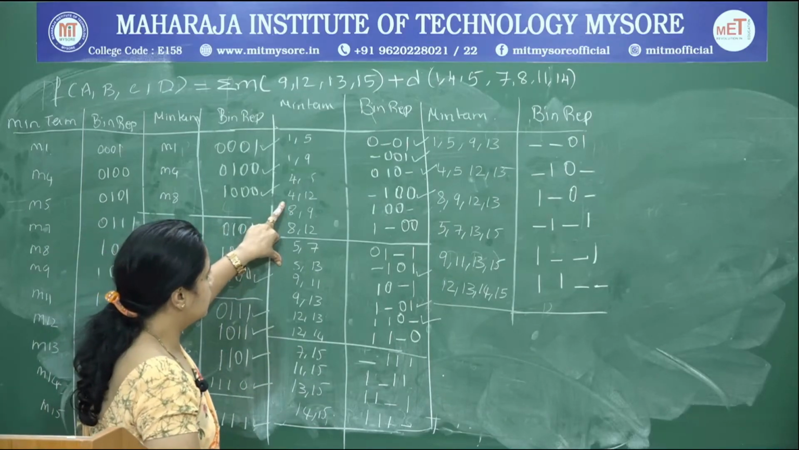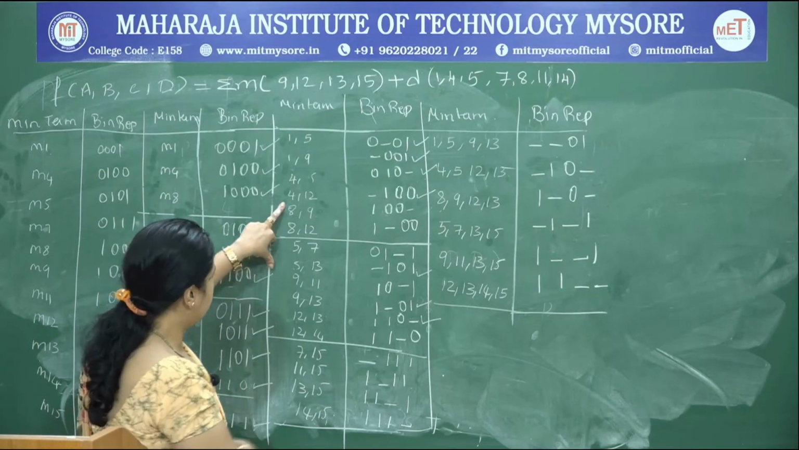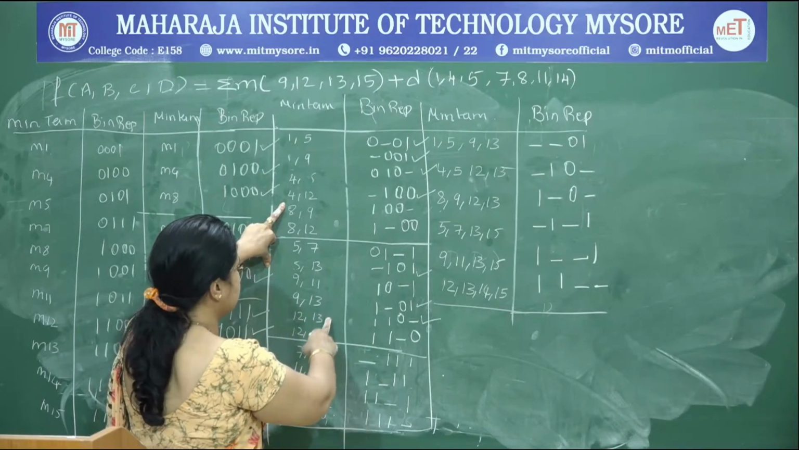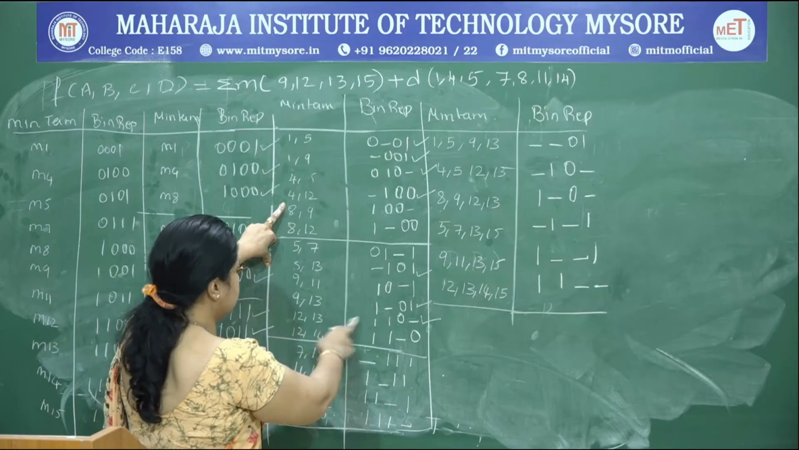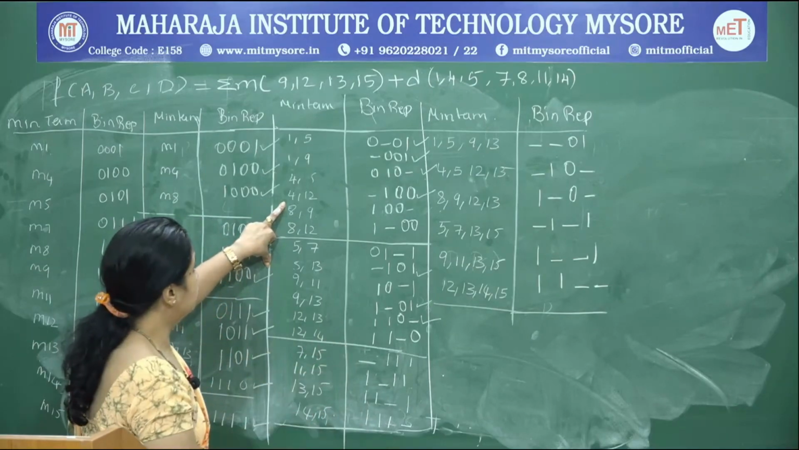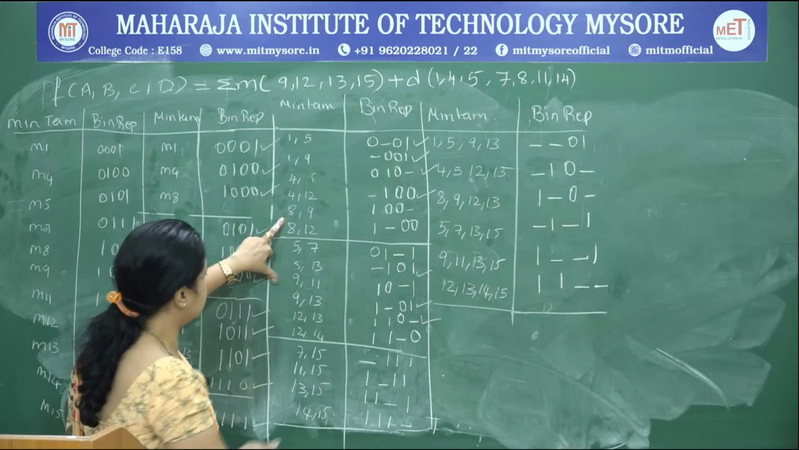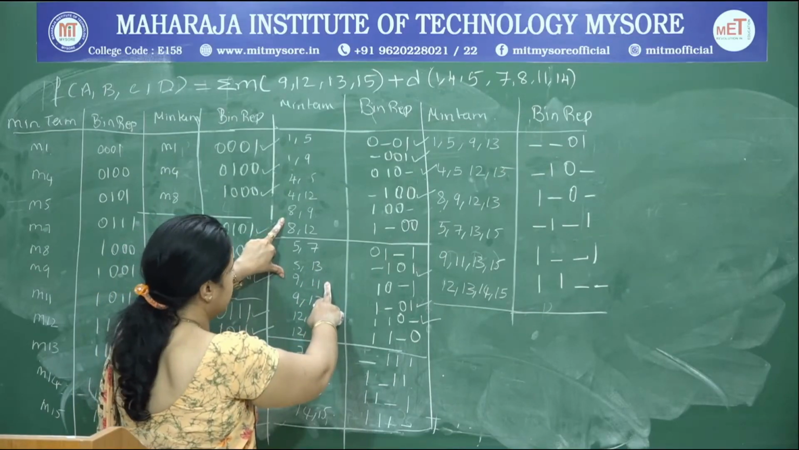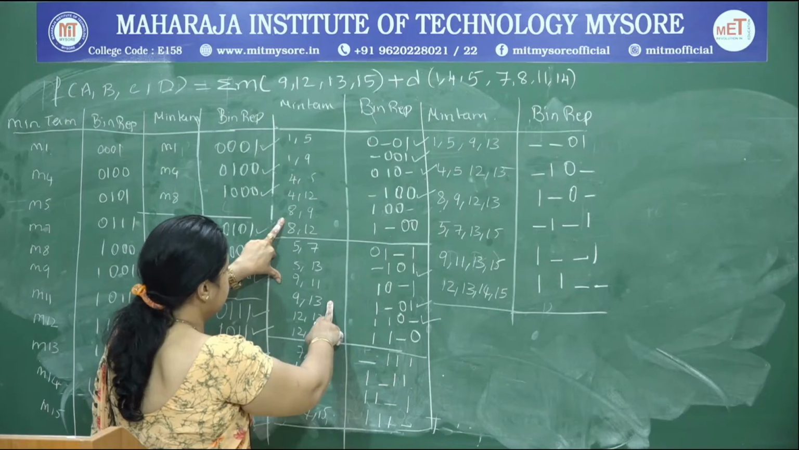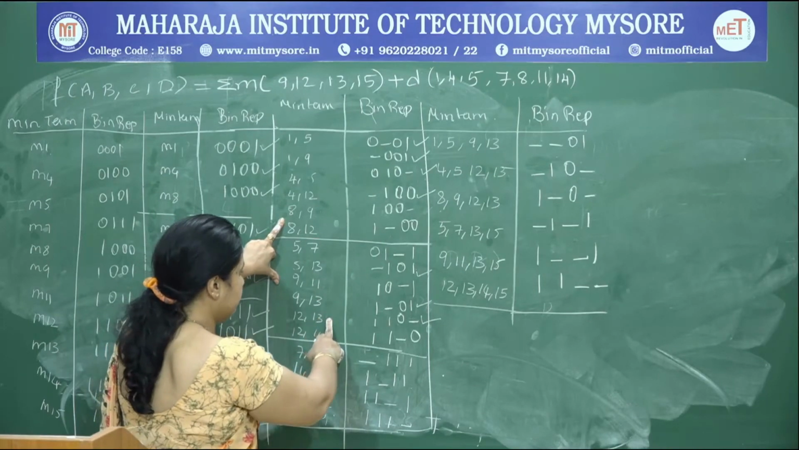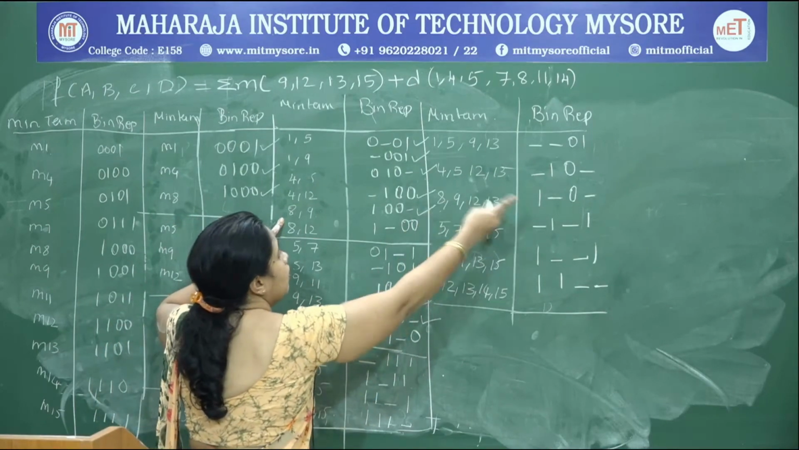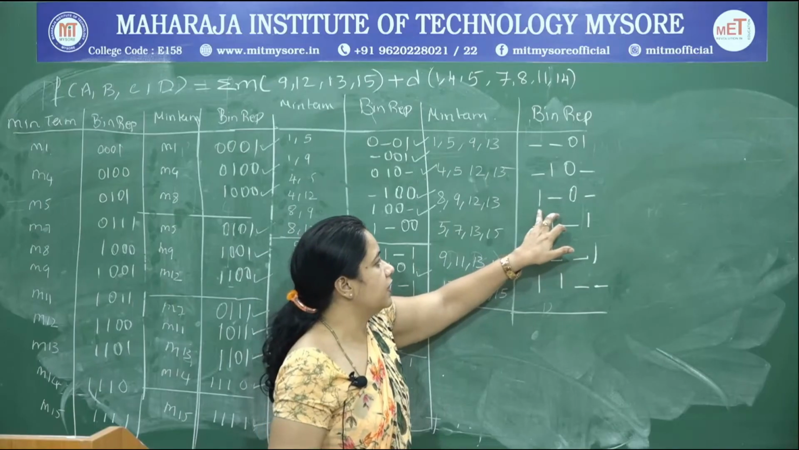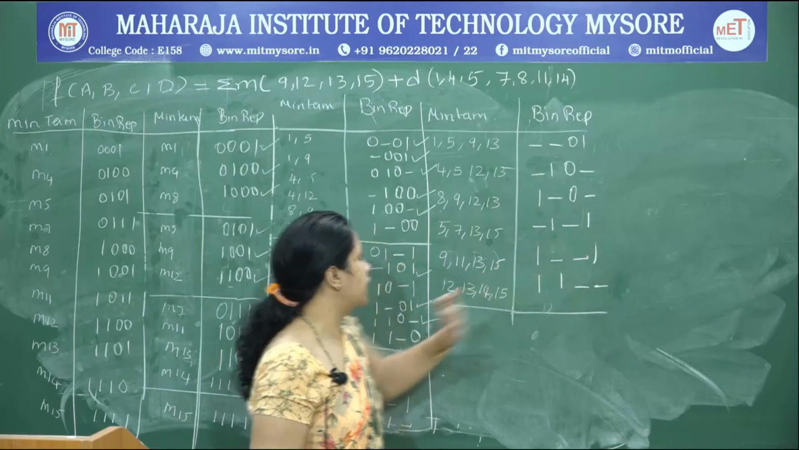Next we have 4 12 with 9 11, no. 4 12 with 9 13, no. 4 12 with 12 13, no. 4 12 with 12 14, no. Now we compare 8 9 with 5 7, no, 8 9 with 5 13, no, 8 9 with 11 13, no, 8 9 with 9 13, no, 8 9 with 12 13, yes. Copy it to the next column by replacing the bit position which varies by a dash. It is going to be 1 dash 0 dash.